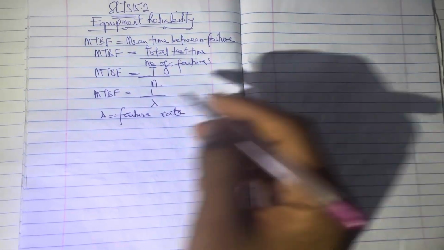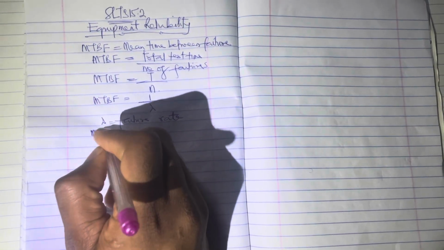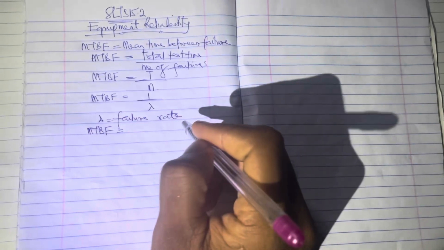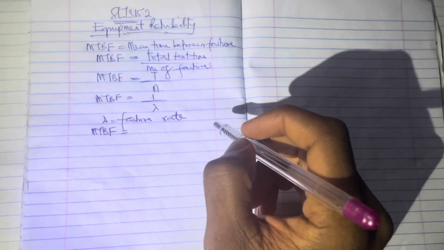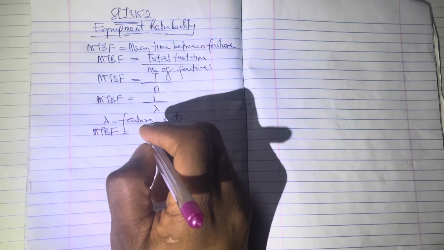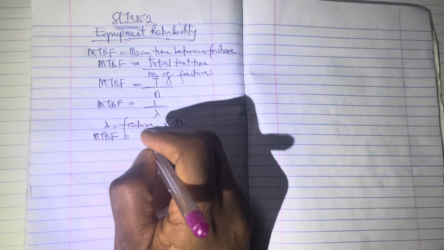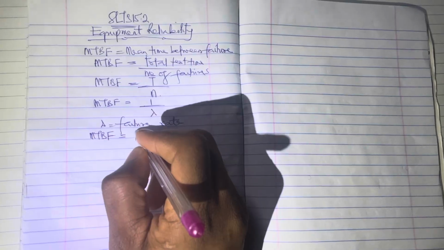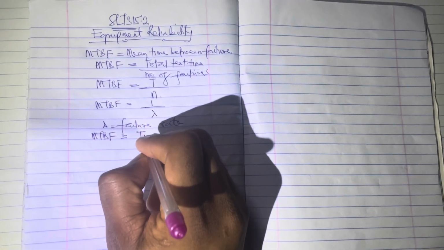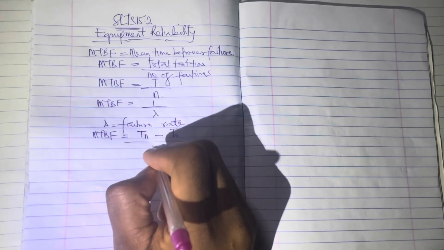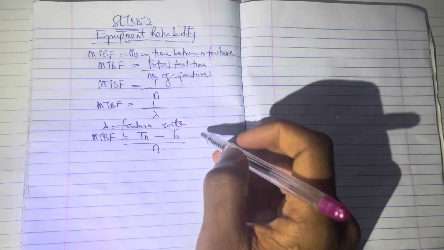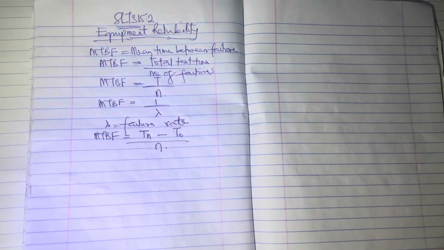Depending on the parameters that you're given, if they give you the values, for instance, the final time and the initial time for the failure, then MTBF is also expressed as Tn minus T naught, divided by N. This is also another formula for MTBF.